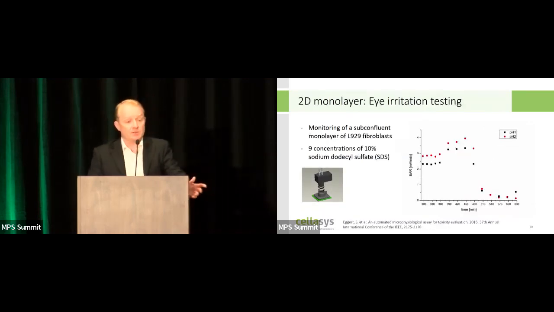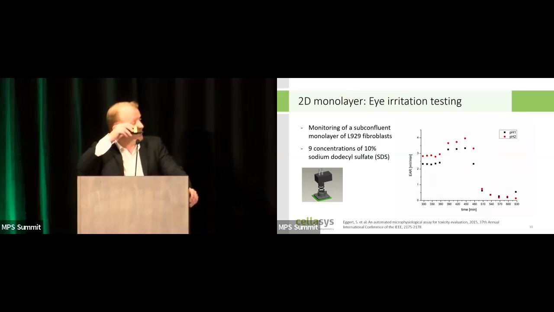So the next step in complexity would be to monitor a 2D monolayer. From an engineering aspect, that's quite simple because those cells just adhere to our biochip. So we just seed it to the biochip and connect it to the fluidic system. So here we used a simple L929 mouse fibroblast cell line, and we added 9 concentrations of a drug.